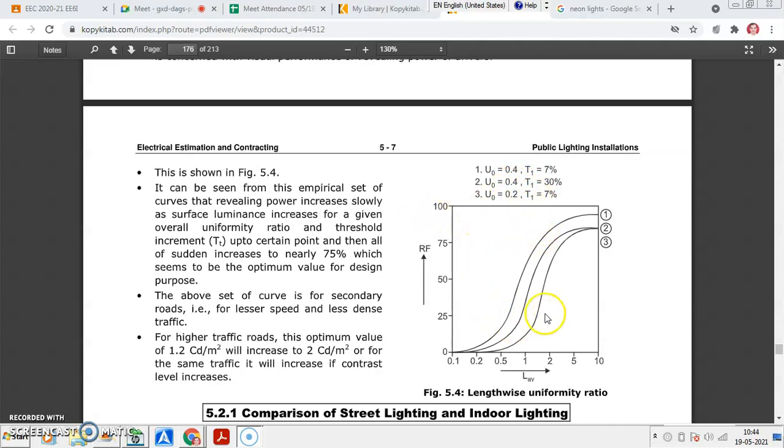This particular point, around 75%, is what we call the saturation point. Beyond it, the revealing power remains constant even as you go on increasing the average illuminance. This is the lengthwise uniformity ratio, where length is measured from the start of the point. So this is lengthwise.